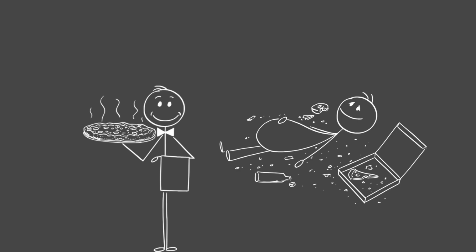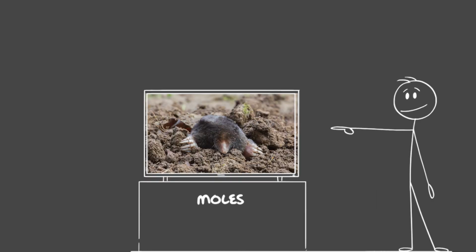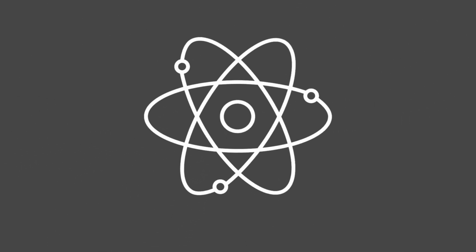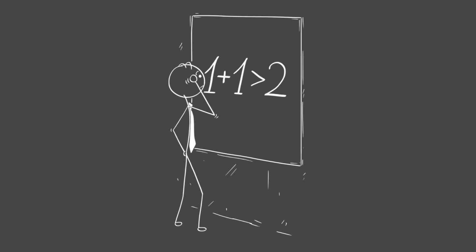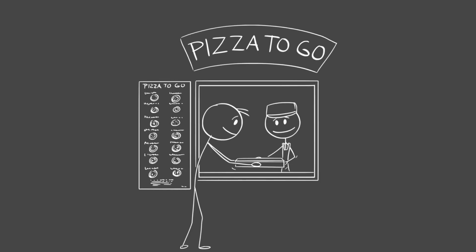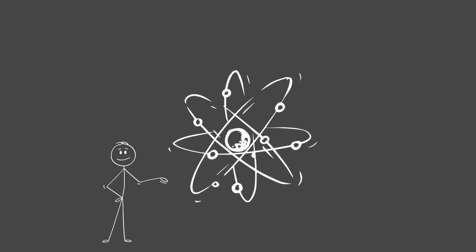No one gets shorted. And speaking of moles, no, not the little creatures digging in your yard. We're talking about the unit used to count atoms. 1 mole is 6.022 times 10 to the power of 23 atoms, and it's exactly the number of atoms in 12 grams of carbon-12. This helps us figure out how much of each substance we need for reactions. It's like figuring out how many pizzas you need for a party, but instead, you're calculating how many atoms you need for a chemical reaction.